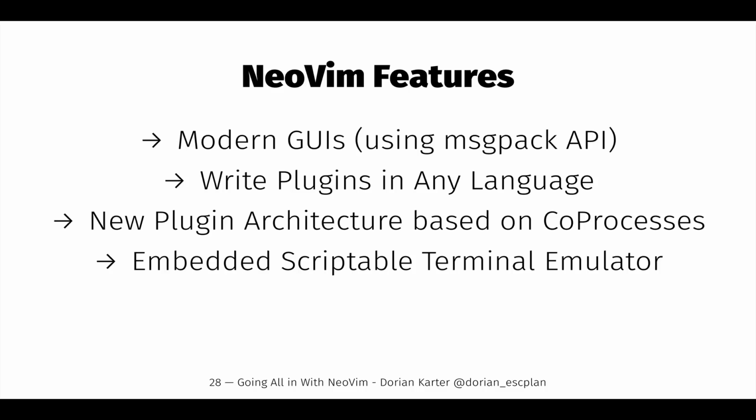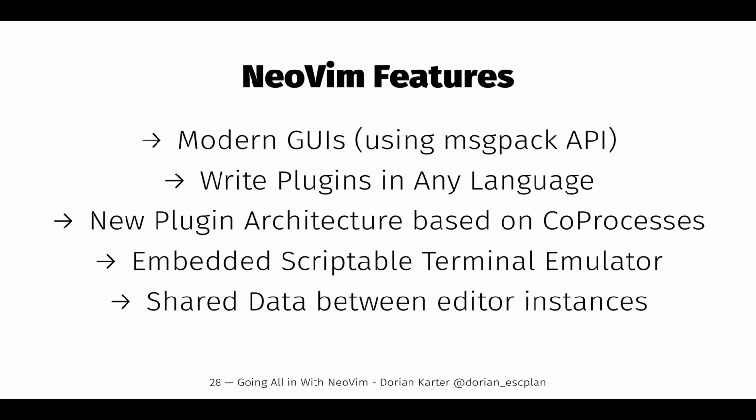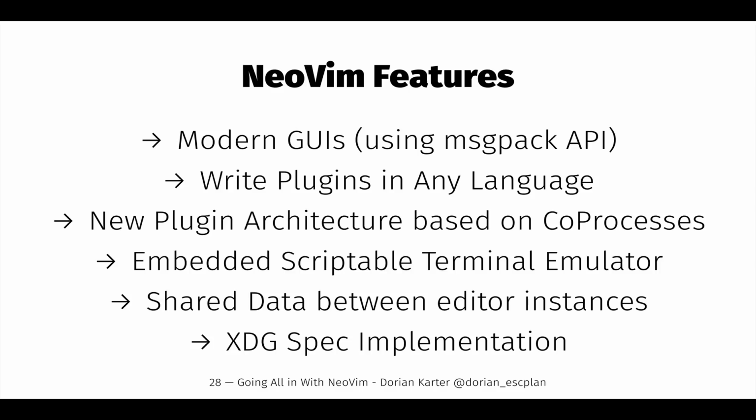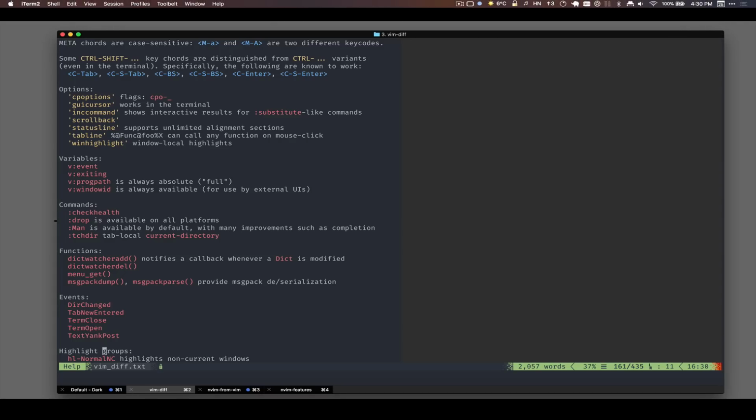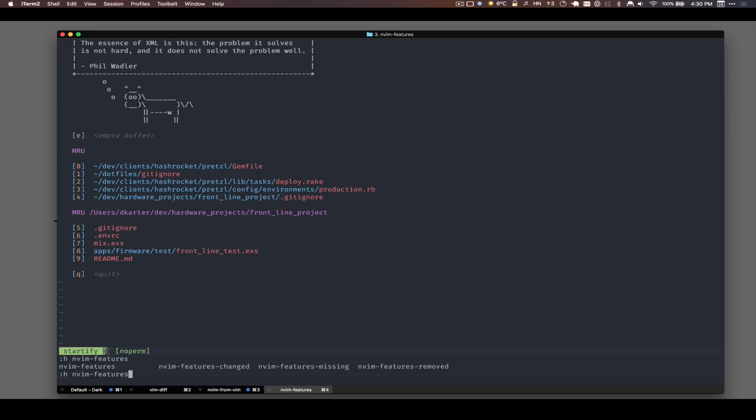It also contains an embedded scriptable terminal emulator, which is one of my favorite features. It allows you to share data between editor instances, and I still don't know how to use that, but it sounds pretty cool. Lastly, it supports the XDG spec implementation. This is not an exhaustive list of all the features, and if you really want to know more, there is a way to do that from here. You just type :help vim-features.